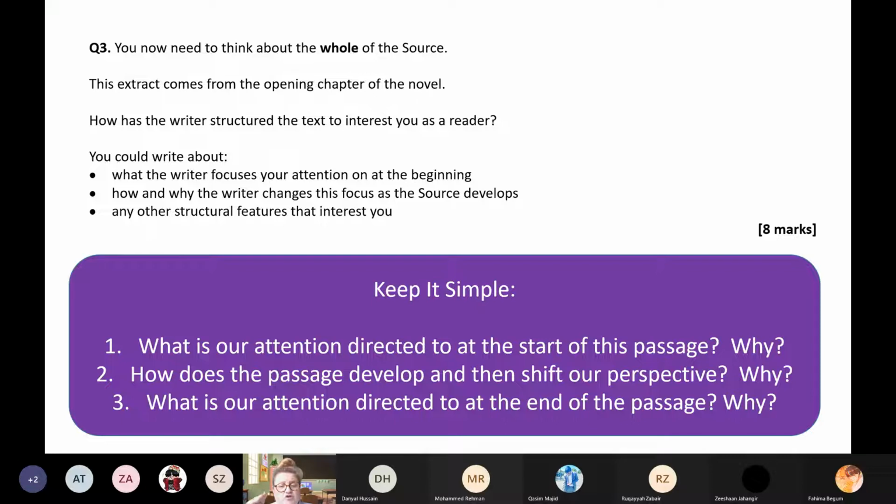That's not to say when you're writing about this, you should say this makes the reader want to read on, because that isn't going to get you any marks. It's what we would say is a null point. Okay, it's obvious.